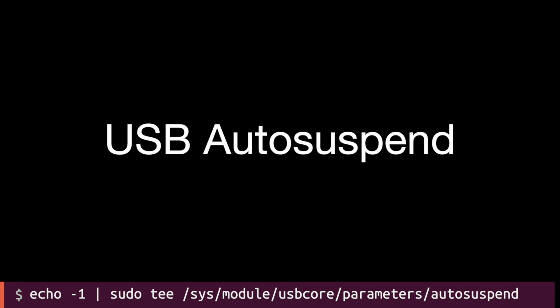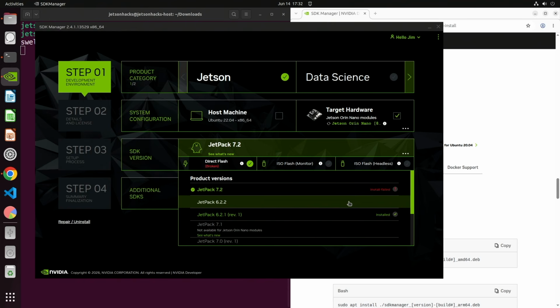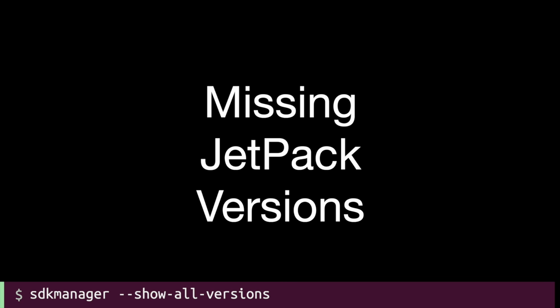Unplug your Jetson, turn off USB auto-suspend, and then plug the Jetson back in. You should then be able to continue flashing. Rebooting the host machine will return the setting to its previous value. If you're looking for a specific JetPack version but can't find it, try the Show All Versions flag. This should resolve anything that's missing.